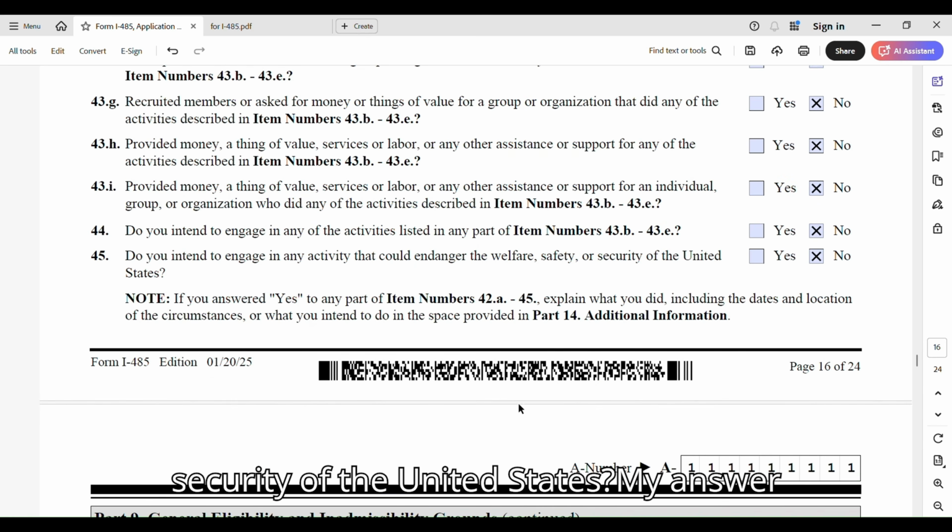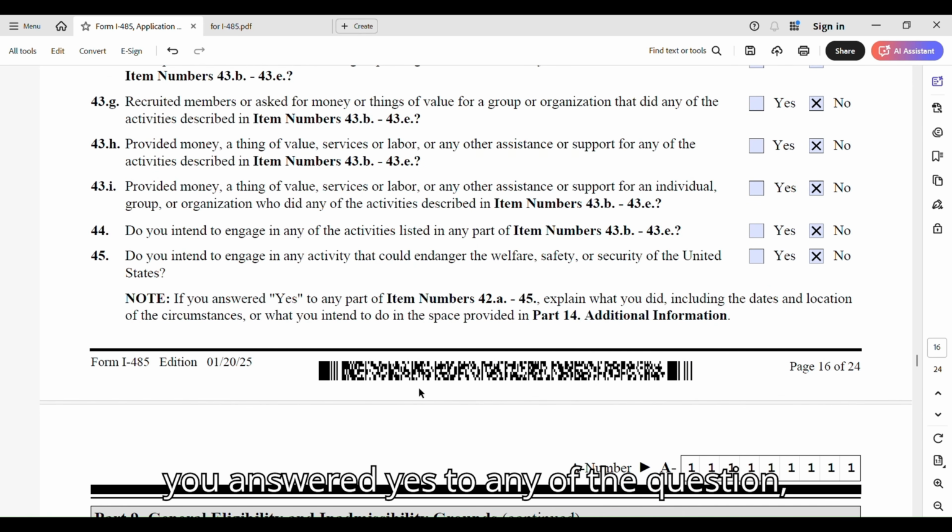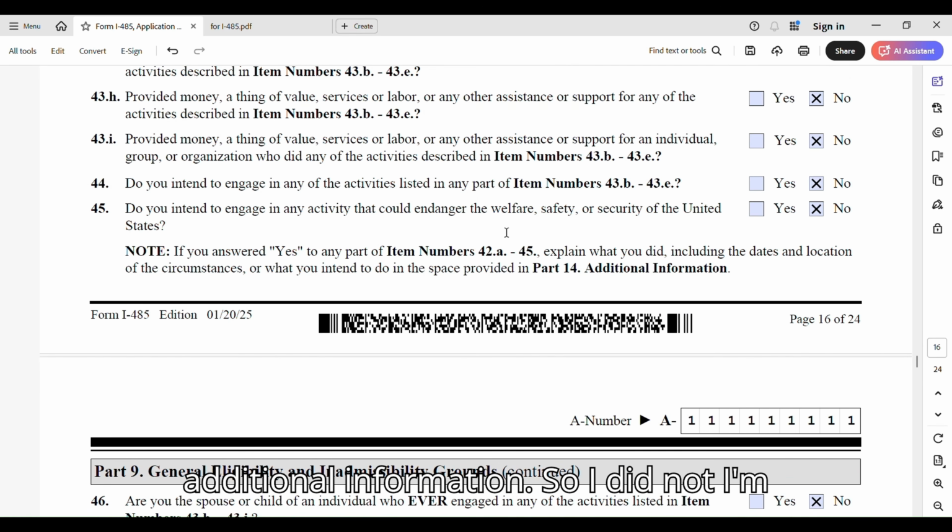Question number 45, do you intend to engage in any activity that could endanger the welfare, safety, or security of the United States? My answer is no. Same thing, if you answered yes to any of the questions, you must give an explanation in part 14, additional information.